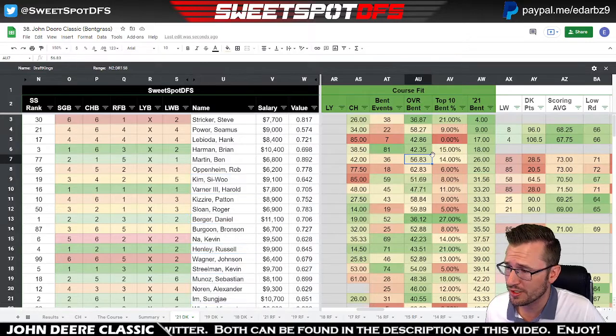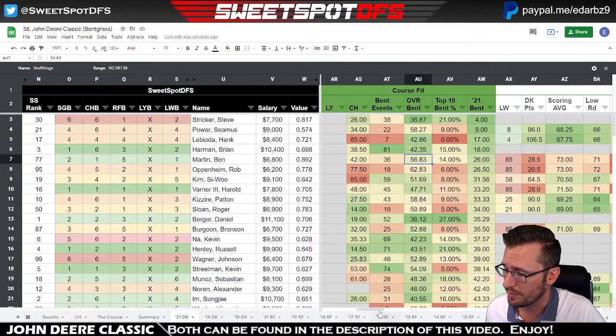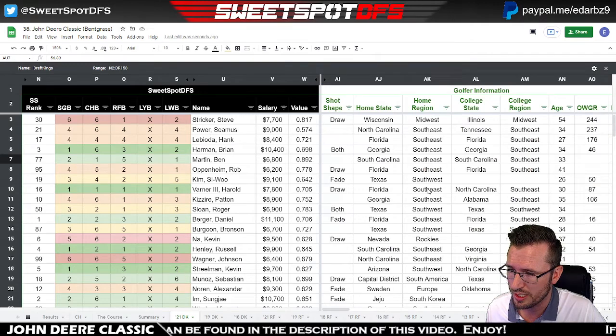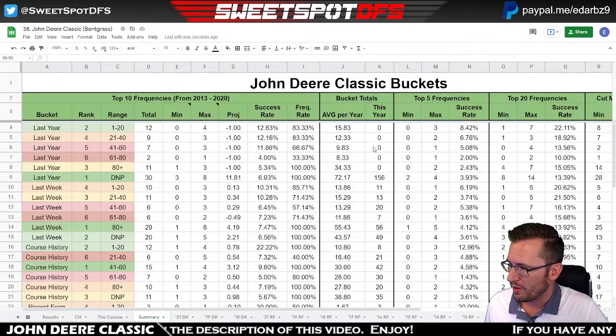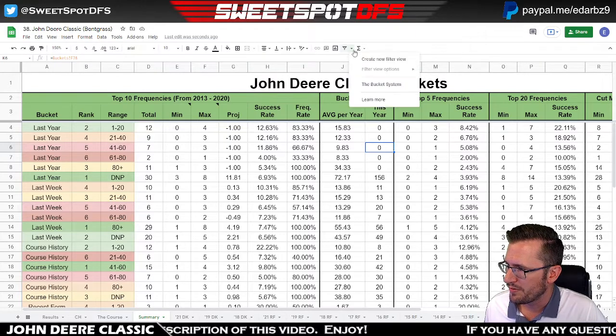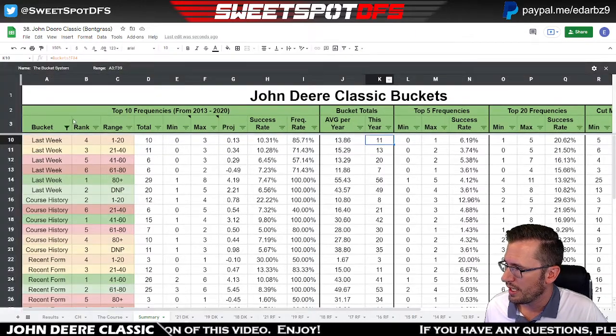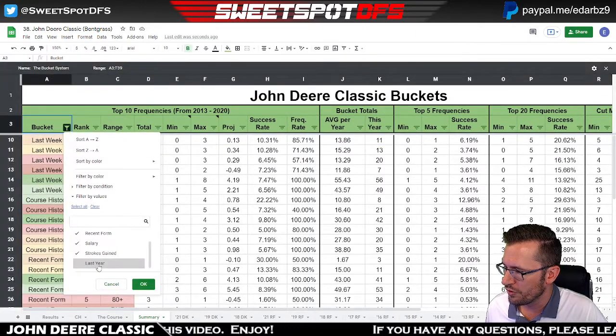Let's go ahead and start getting into the bucket system. We don't have to talk anymore about grass stats. So right away, what I want to do is, let's put a filter on this. And I already removed last year.